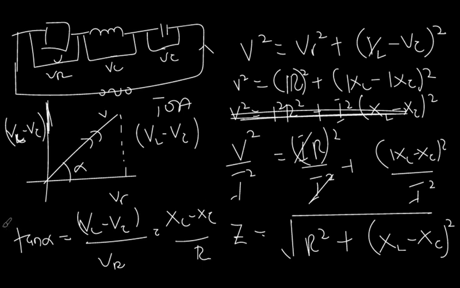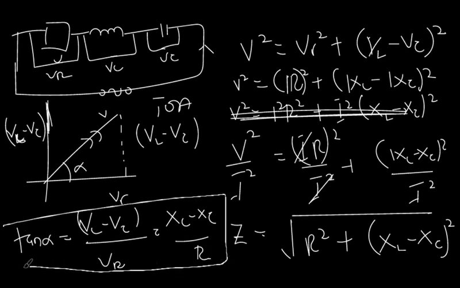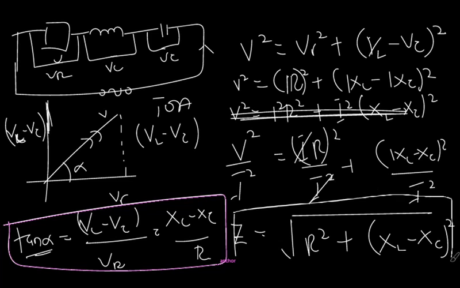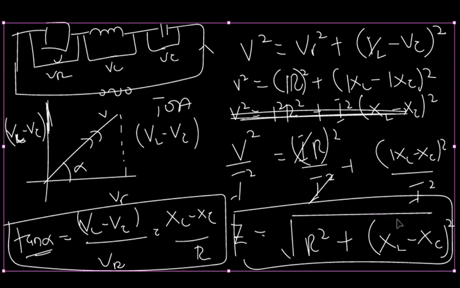So we use this to find the phase angle in case we have this three combination, and then we use Z is equal to the root of R squared plus this squared to get the total opposition to the flow of current in case we have these three combinations. Now let's try some few examples so that we can better understand all that we have done so far.